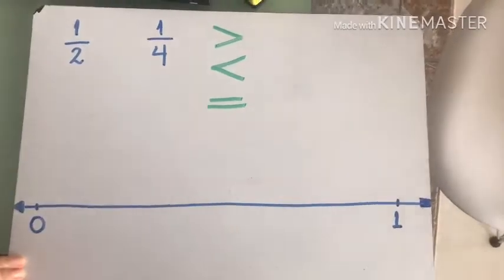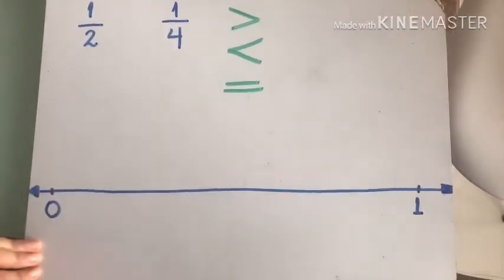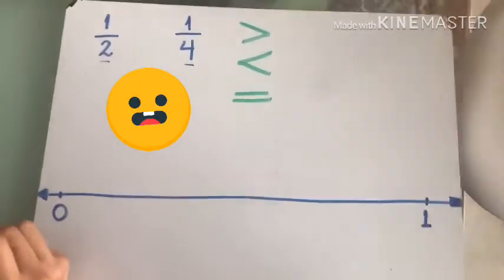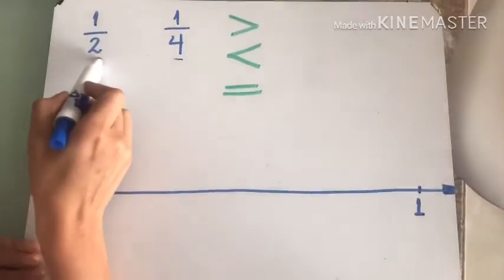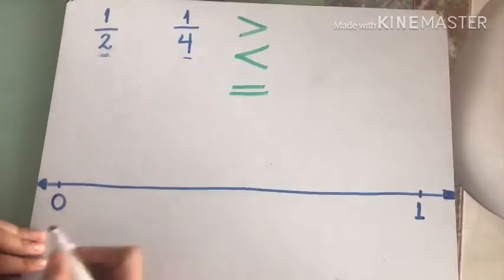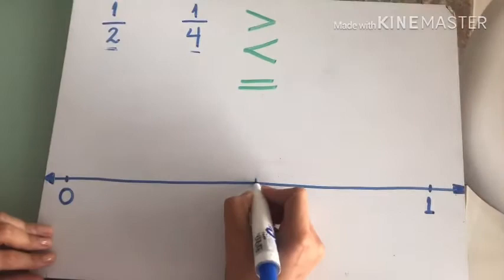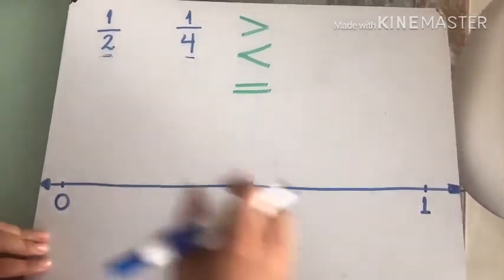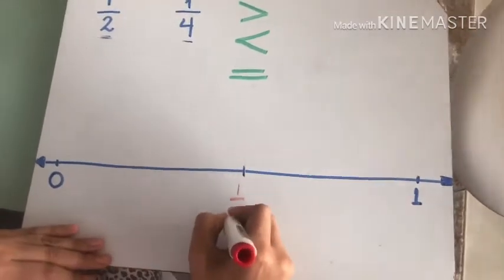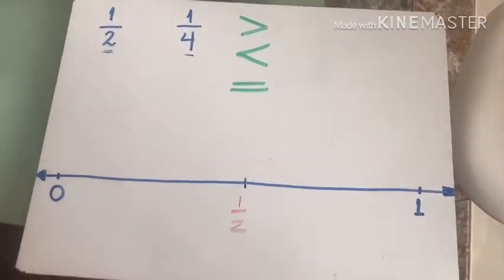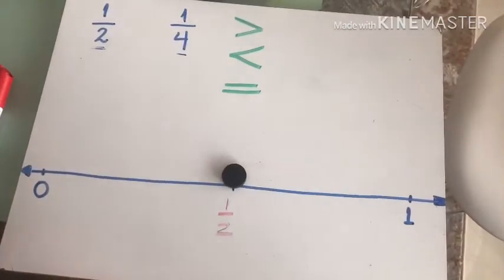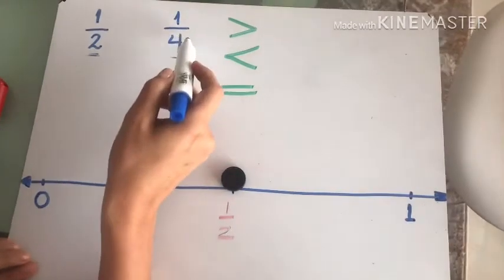Okay. In this exercise, it looks a little different because we have different denominators. This could be a little tricky. So we're going to start by placing my 1/2 in my number line. So 1/2 means I'm cutting my number line in 2 pieces, right? So 1/2, I will write it right here. And I'm going to put a black little dot right here. Okay? And then I have to place my 1/4.